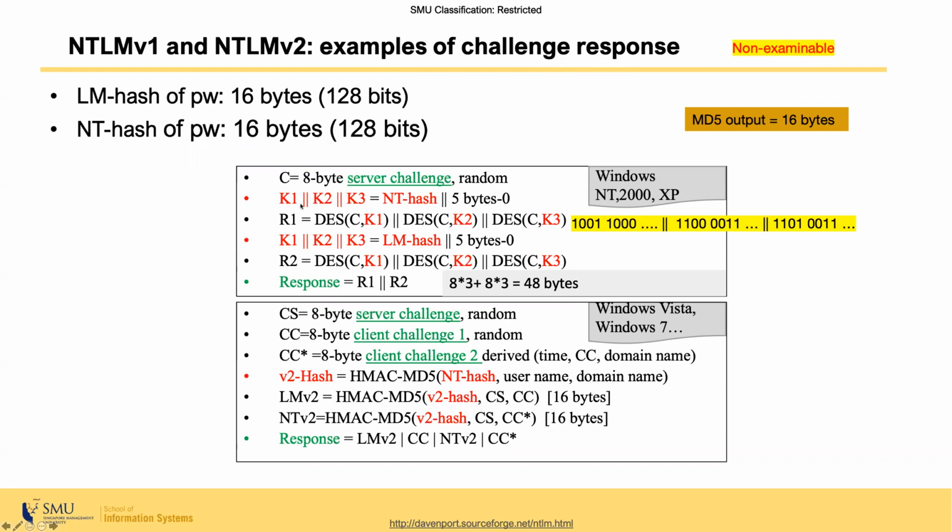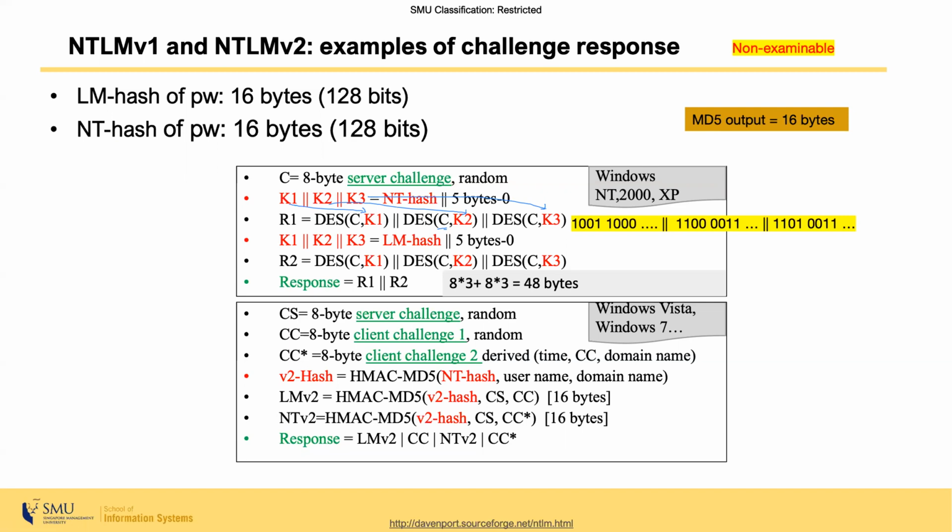Why do we have these three, K1, K2, and K3? It is because each key K is to be used in the DES encryption. So you take the key K1 to encrypt the challenge C using the DES encryption method. Similarly, you take K2 and use it to encrypt the challenge C using DES. Likewise, you take K3 to encrypt the challenge C in DES.